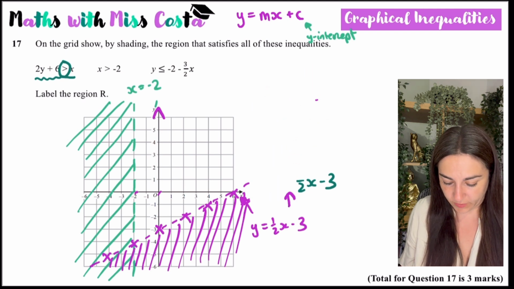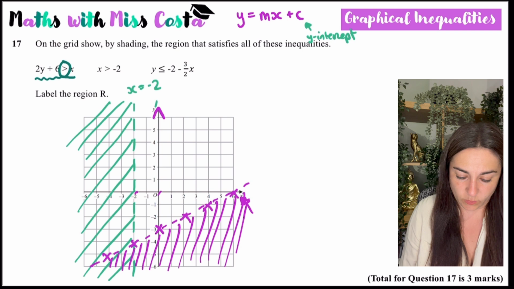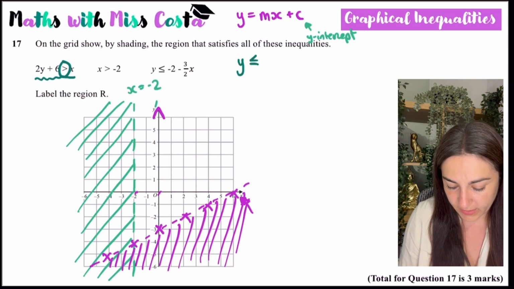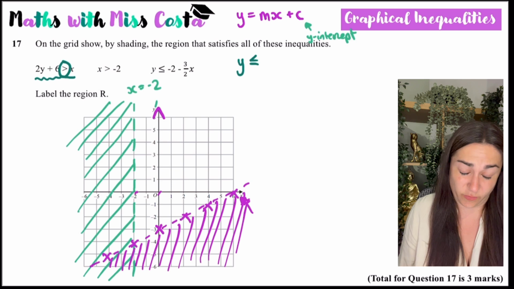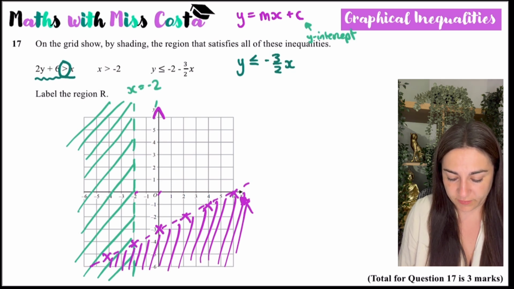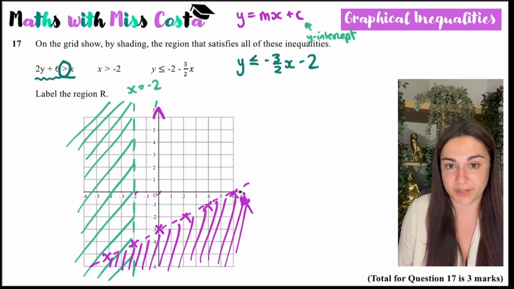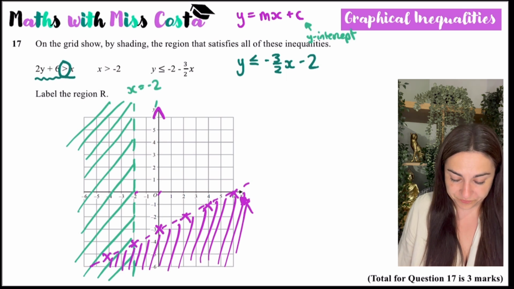And the last one is already written in the y equals mx plus c form. It's just got fractions in it, which makes it a little bit more difficult. I'm just going to write it as 3 over 2x because it doesn't really make a difference. It's just written in the proper form.